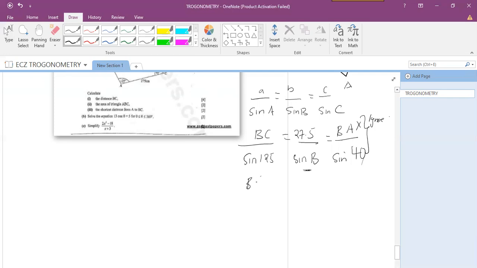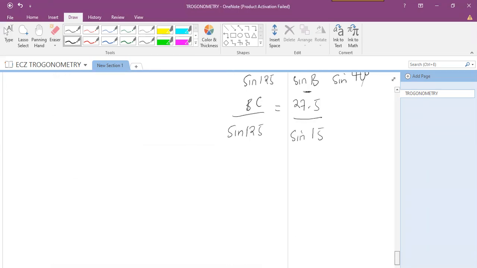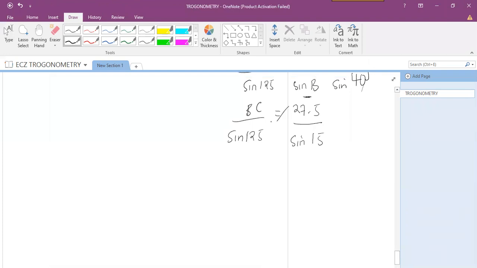So we're saying BC over sine 125 is equal to 27.5 over sine 15 degrees. And they want us to find BC. So we've used the sine rule. Here it will be easier for us to now cross multiply.